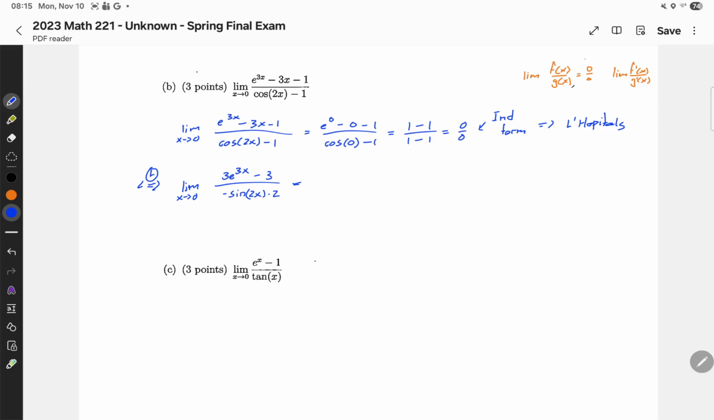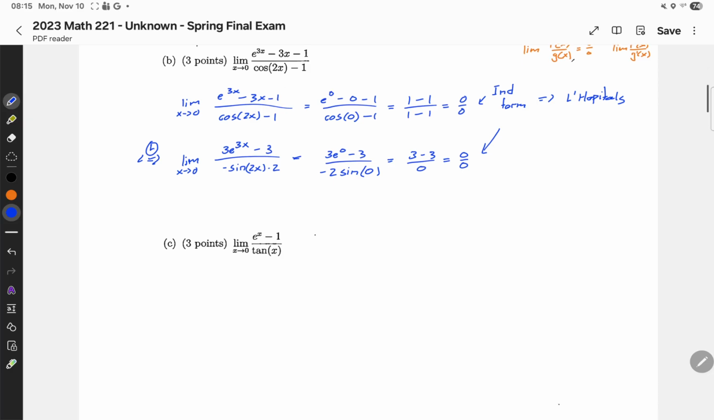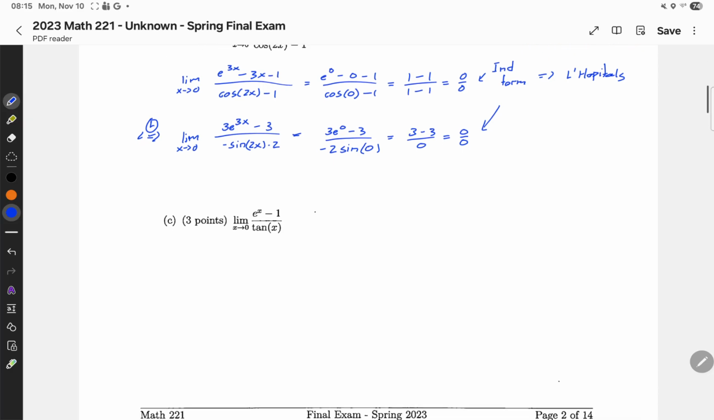We don't need to make it look pretty. So let's plug in 0. We'll get 3e to the 0 minus 3 all over, I will move this 2 to the other side so it looks a bit prettier, you don't have to, obviously, of sine 0, right? Because the 0 is going to cancel that too. This is just going to be equal to 3 minus 3 all over 0, which is 0 over 0. And this is, again, an indeterminate form, which means we can use L'Hopital's.